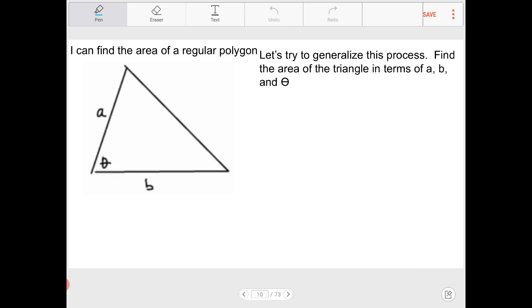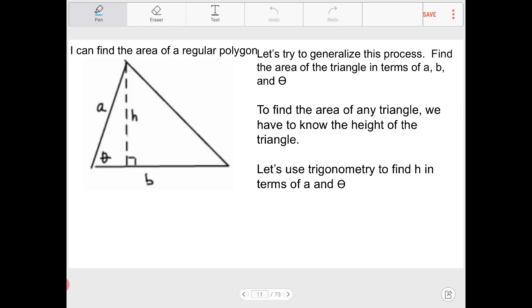Let's try to summarize or generalize this process to help us find the area of a triangle when we're not given the height. Let's say I have a length of b and a length of a, and the included angle here is theta. We're going to go through a really similar process. In order to find the area of the triangle, we first have to know the height, so again let's use some trigonometry to find h in terms of a and theta.